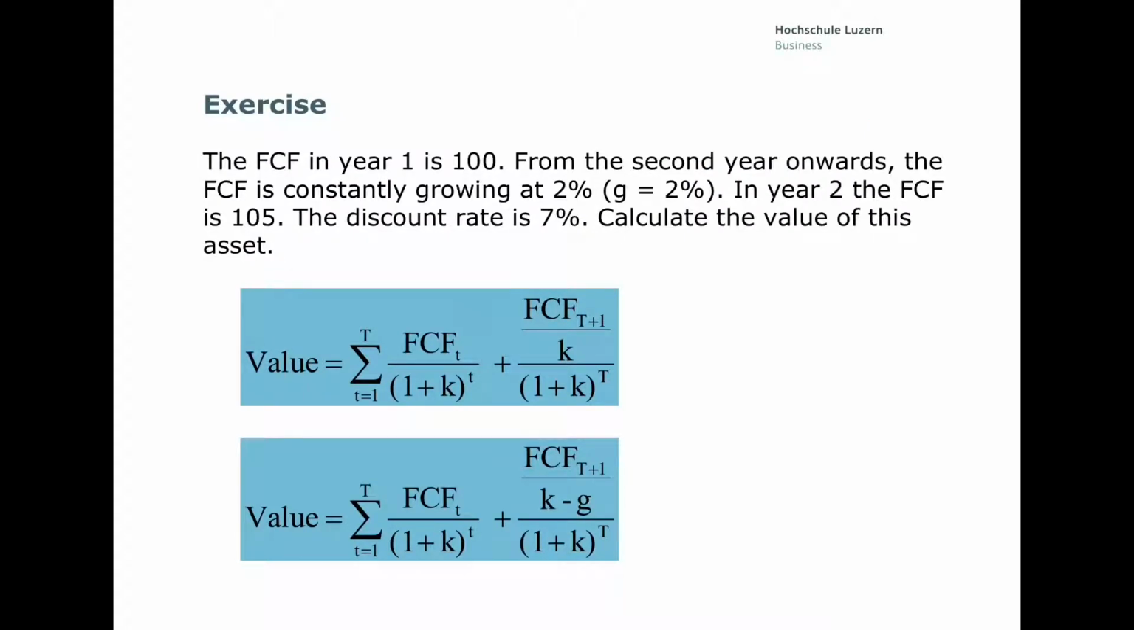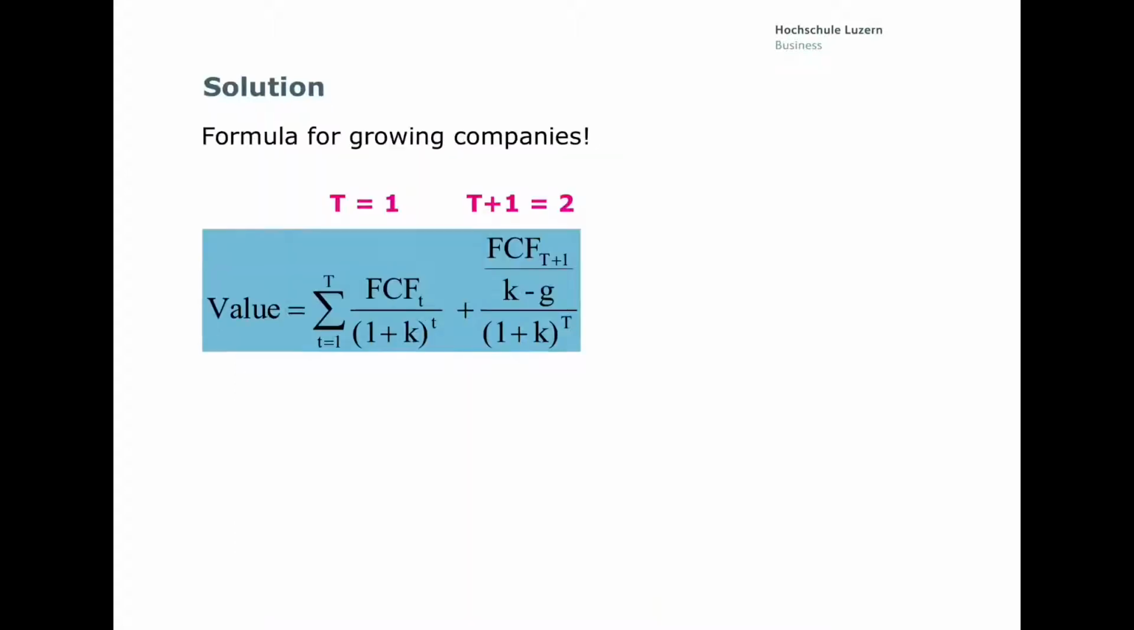So far, we introduced the DCF approach to company valuation and understand how to apply the method. Now let's test what we've learned so far in a little exercise. Assume the free cash flow in year 1 is 100, and in year 2 we forecast a free cash flow of 105. Moreover, from the second year onwards, we assume a constant free cash flow growth at the rate of g equal 2% in perpetuity. We estimate a discount rate of k equals 7%. Based on these numbers, what is the value of the company?